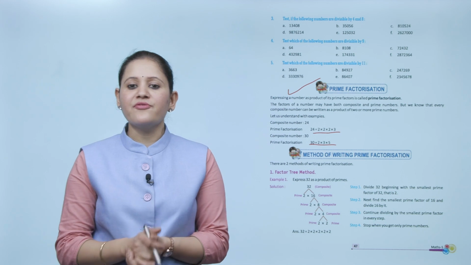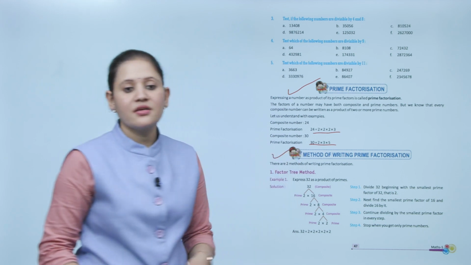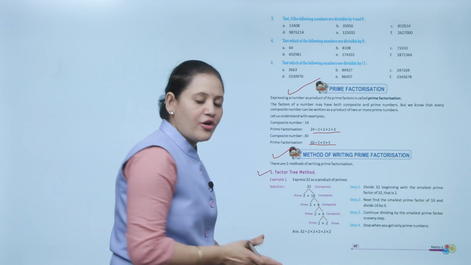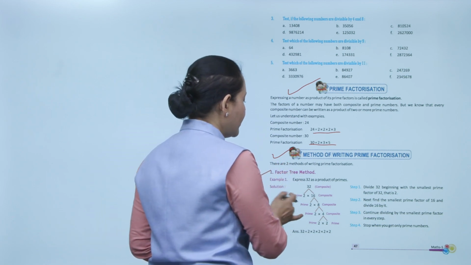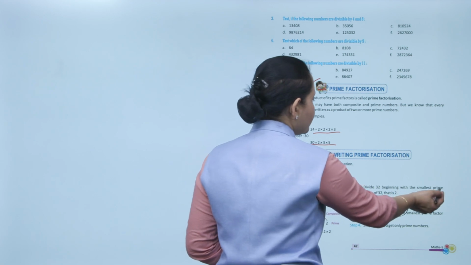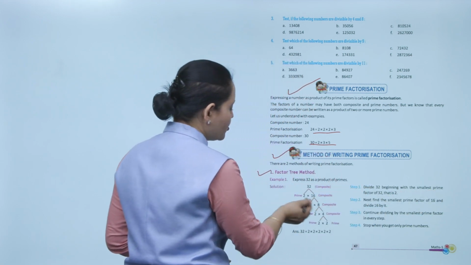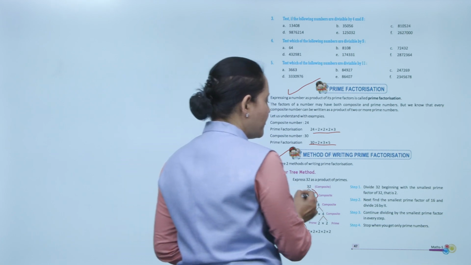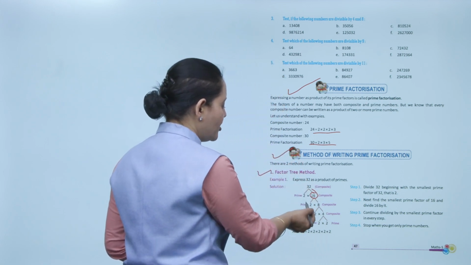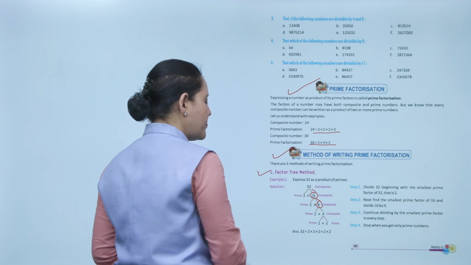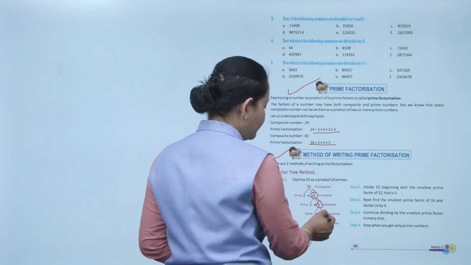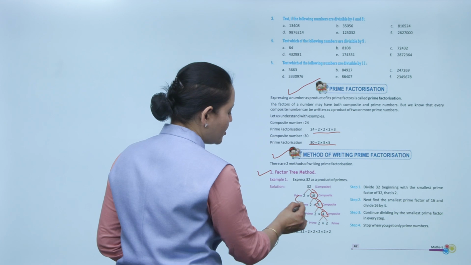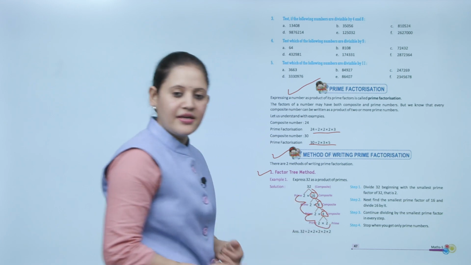Next is the method of writing prime factorization. There are two methods of writing prime factorization. First is the factor tree method. Express 32 as the product of prime numbers. Step 1: beginning with the smallest prime number, factor 32, that is 2. So 16 will come. Here 16 is a composite number, and 2 is a prime number, so we keep it as it is. Next find the smallest prime number of 16 and divide 16 by 2, we will get 8. Here 8 is a composite number, so again we divide it by 2. We get 4. 4 is a composite number, then divide by 2, we get 2. So the prime factorization of 32 is 2 into 2 into 2 into 2 into 2. Clear?